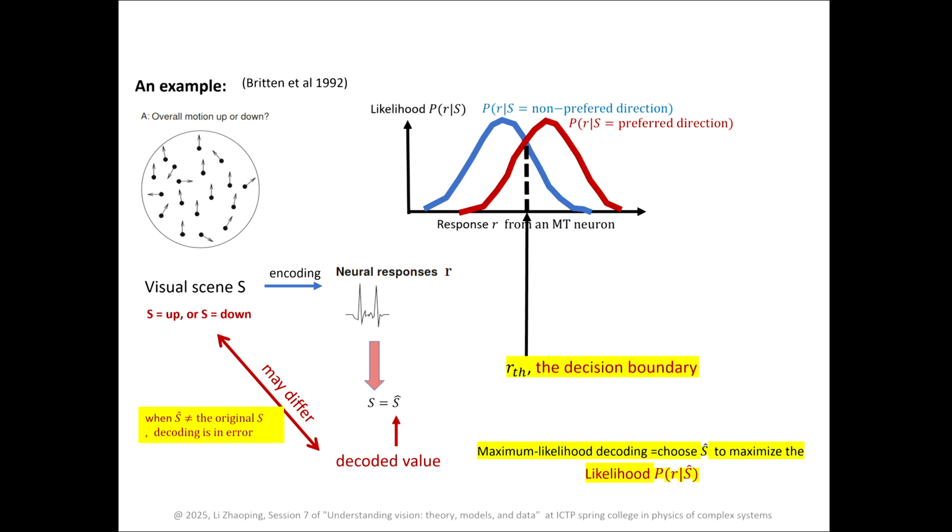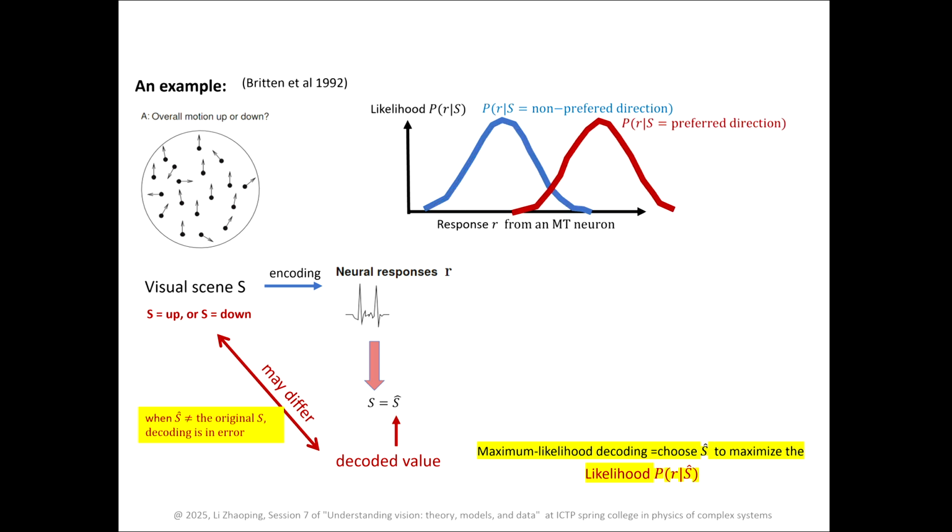Therefore, we can find a decision boundary as the threshold value of the neural response R. When the response is larger than this threshold, the best decision is the preferred motion direction. Otherwise, the best decision is the non-preferred direction. The size of this gray overlapping area between the two curves scales with the probability of error that this optimal choice S hat is incorrect. Pulling the two curves apart reduces this overlap, or the error rate.